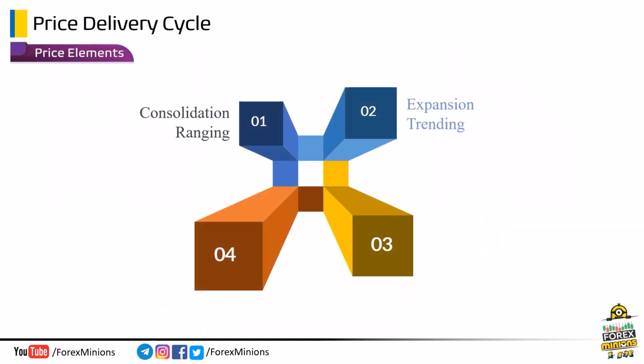Now, let's start with the price delivery cycle. To understand this topic, we must understand the elements required for a price cycle. These are 4 elements. First one is consolidation, which is also known as range or ranging market. Second one is expansion, which means a trending condition. Third, retracement or pullback, which is also known as correction. And finally, the reversal point, which indicates the trend reversal. We will study these points one by one in complete detail.